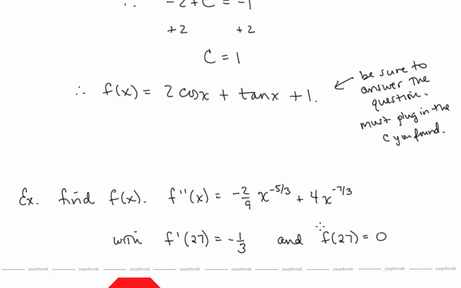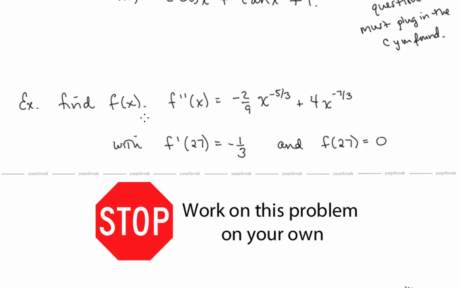Let's take a look at another. Find f of x. Now we're given a formula for f double prime of x, and we're given a point that f prime goes through and a point that f goes through. So now you're going to do the same thing that we just did, but you're going to do it in 2 steps. You're going to go from f double prime to f prime using this evaluation of the derivative, and then take that result and take the antiderivative to get to f and use this point. So you should end up with a particular solution for f of x, one function, not a family of functions. So please pause the video and work on that.